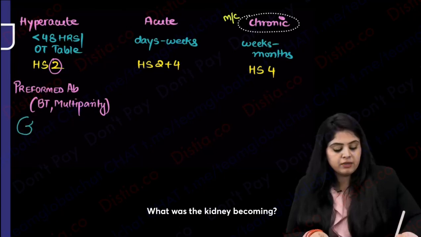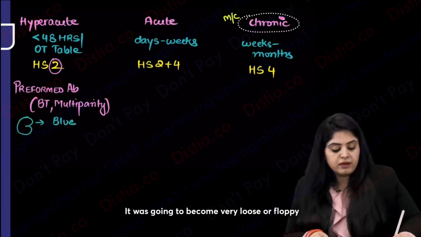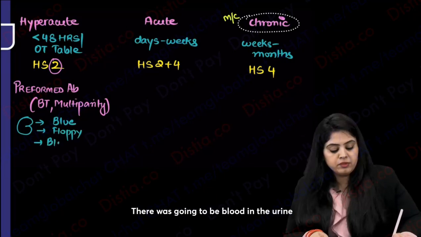What was the kidney becoming? The kidney was going to become very, very blue. It was going to become very, very loose or floppy. And what was going to happen? There was going to be blood in the urine that the surgeon was going to see.